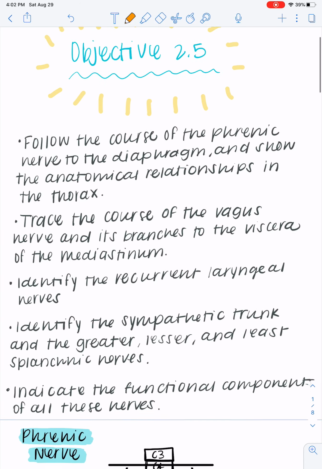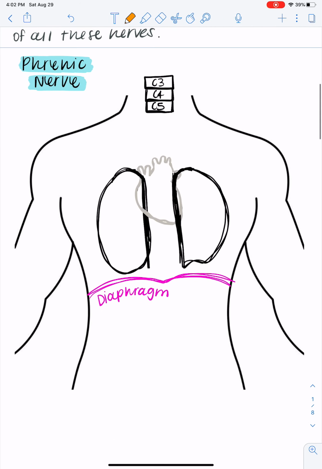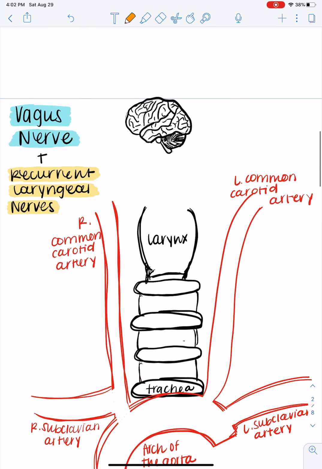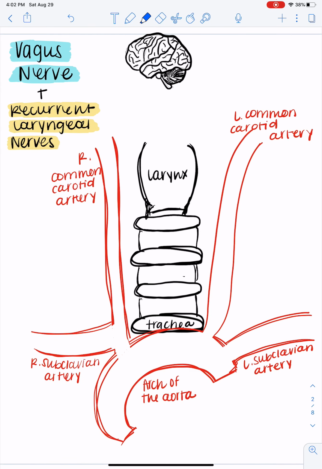Objective 2.5. So we'll start with the phrenic nerves. The right and left phrenic nerves arise from C3, C4, and C5. Remember, 3, 4, 5 keep you alive. They pass through the superior thoracic aperture, and then they go medially to the lungs and laterally to the pericardium on both sides, eventually descending into the diaphragm where they provide its main motor supply.